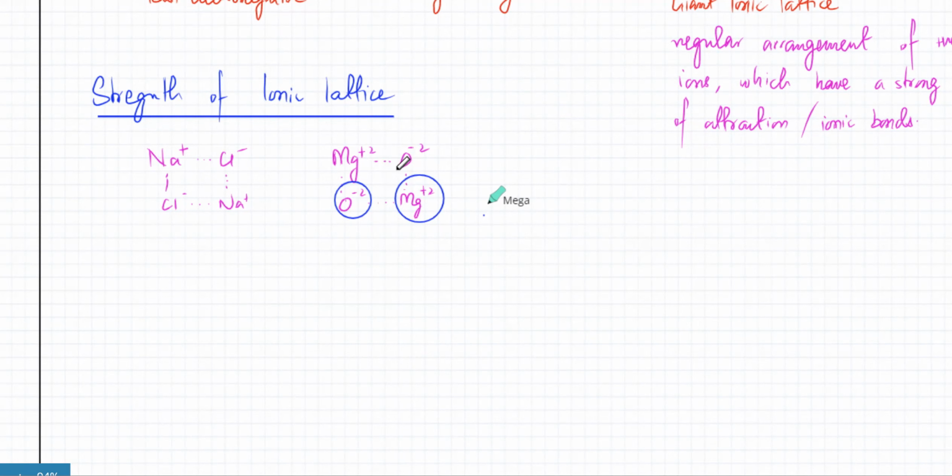So remember this, that the force of attraction depends on number one. That's number one factor. That is the charge. Is that clear? ये सारा को clear है?